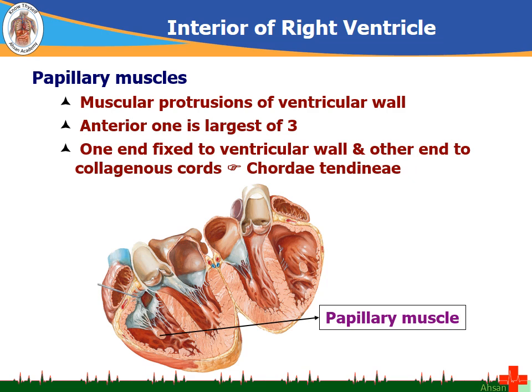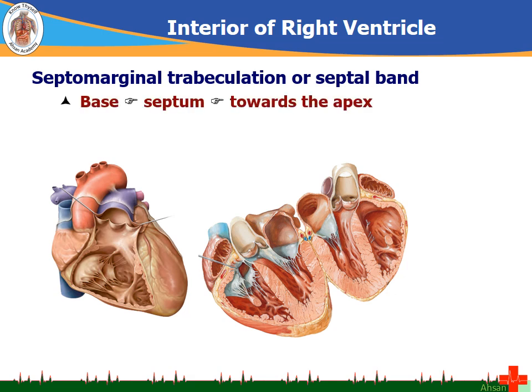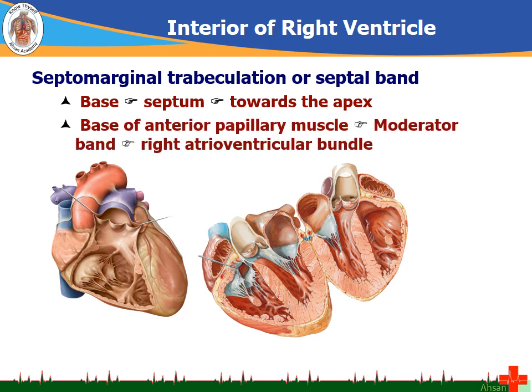This is the cut edge of the papillary muscles shown. This is the chordae tendineae shown by the septomarginal trabeculation or septal band, an important structure. It is a band-like structure attached at its base to the septum and runs towards the apex of the heart. Here the base of the anterior papillary muscle lies, so it connects the septum with the base of the anterior papillary muscle, which is the largest papillary muscle.